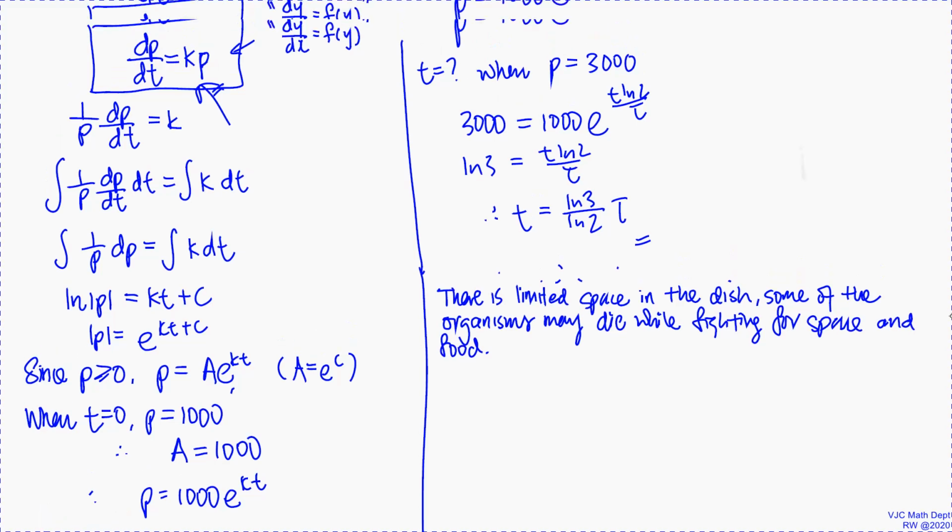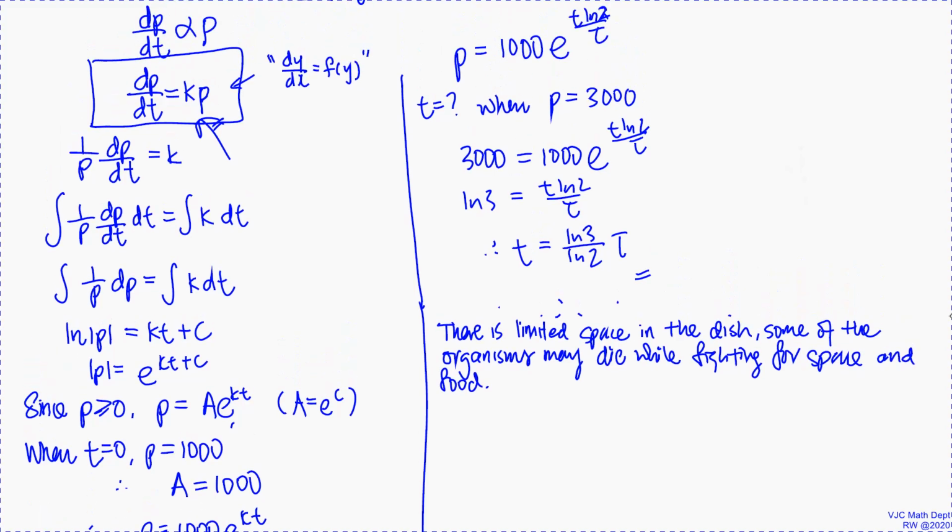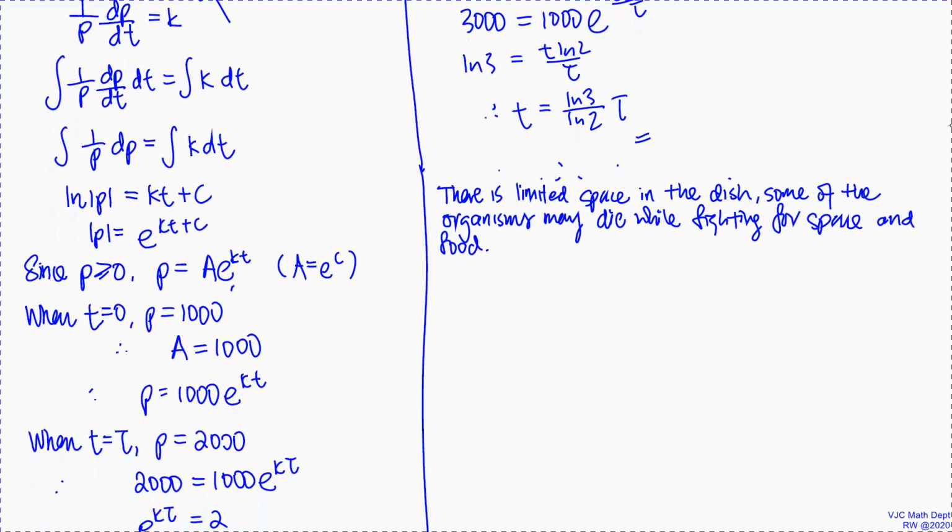Basically, what you want to say, to answer the question about a condition in which this model may not be appropriate, is essentially to give the flavor that there may be some reason why it cannot depend just on the population. There is a limit to which the population can grow. So therefore, some organisms may die without space and food, and the number should reach a maximum after some time.